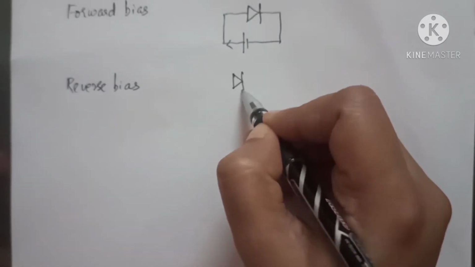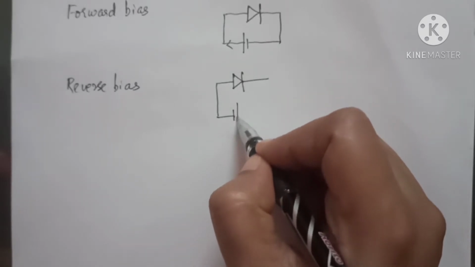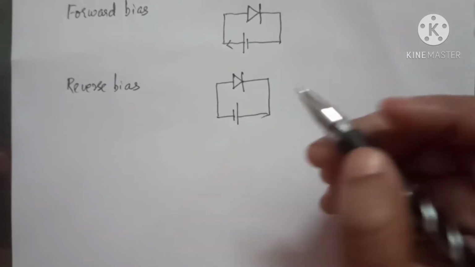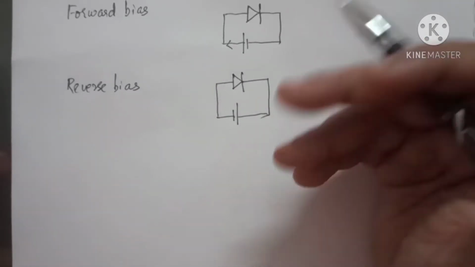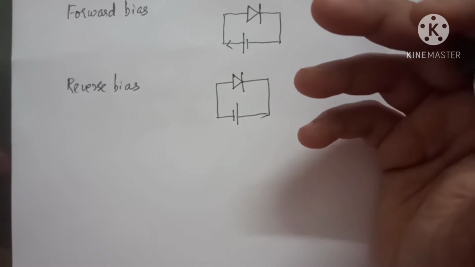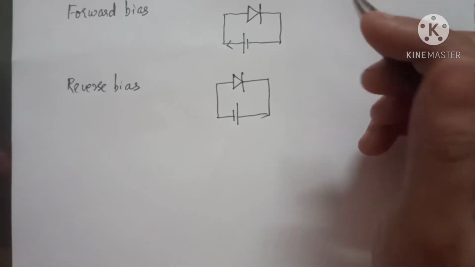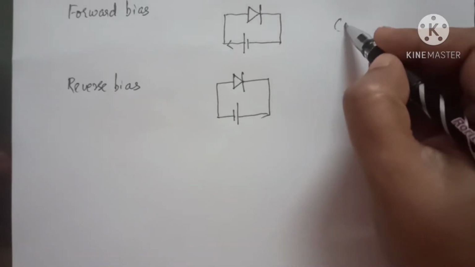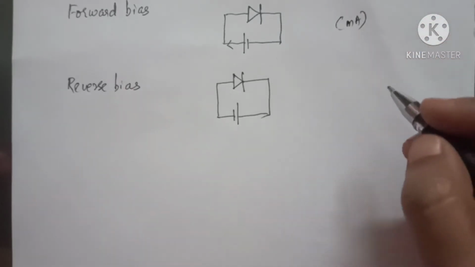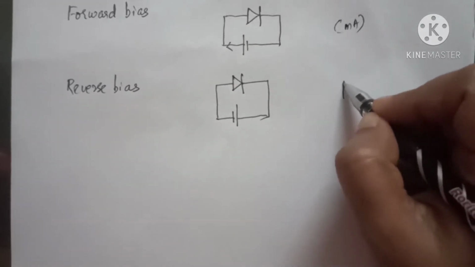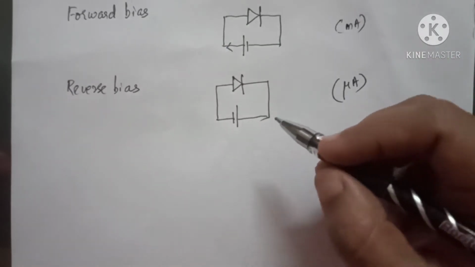Now in reverse biasing, the positive of the diode is connected to negative of the battery and negative of the diode is connected to positive of the battery. In such a way, it is said to be reverse bias. You know the current conduction happens in forward bias in milliamperes, whereas in reverse bias it is in microamperes. The current is very small, and it is because of the minority carriers.